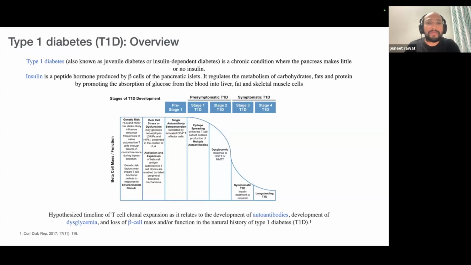So just to start with a brief introduction, how type 1 diabetes works. People have genetic risk, which causes beta cell stress. Then you have a single autoantibody present in your blood. And when you have more than one autoantibody, then you are already in stage 1 of type 1 diabetes. Then you become dysglycemic, and then you have the symptoms of type 1 diabetes, where you need insulin. And then you have long-standing type 1 diabetes.